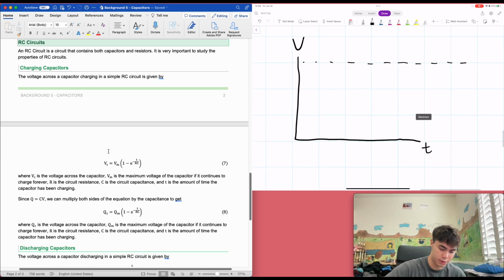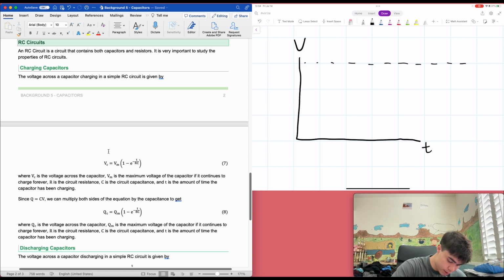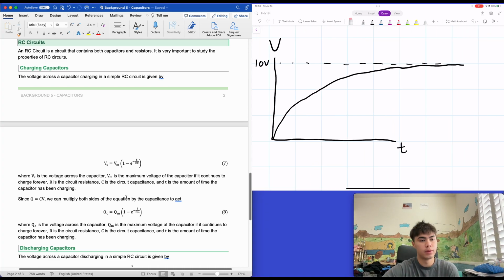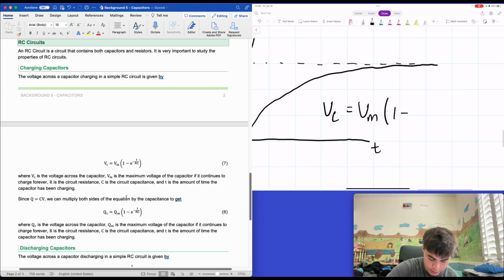Or stagnant circuit. So what this looks like is initially it's charging really fast, the voltage is increasing really quickly, and then it starts to level out. It charges slower and slower, and eventually we reach that flat line at 10 volts. And so the equation for this graph for the charging voltage is V, the voltage across the capacitor, is the maximum voltage, which here is 10 volts, times 1 minus e to the negative t over RC.